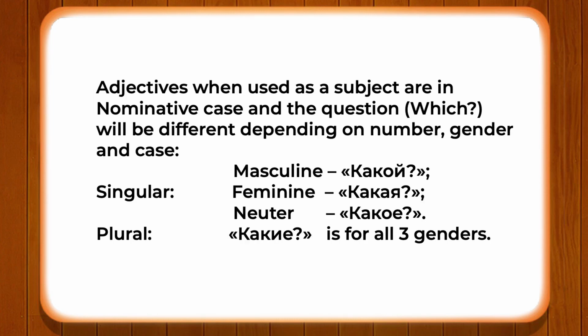Let's know more about the case. As said earlier, the content words that are pronouns, adjectives and numerals are also in the nominative case, and they answer the question which, which will be different for masculine, feminine, neuter and plural. For masculine, it is kakoi. For feminine, it is kakaya, neuter, kakoye, and in plural, it would be kakiye for all three genders.